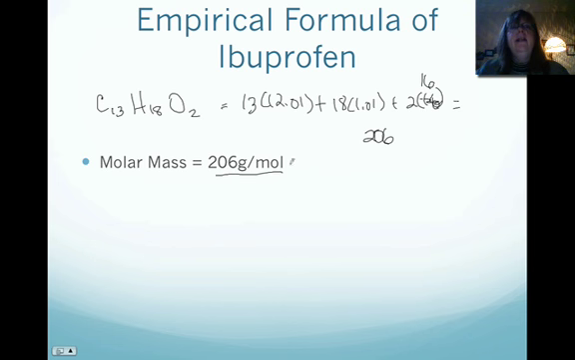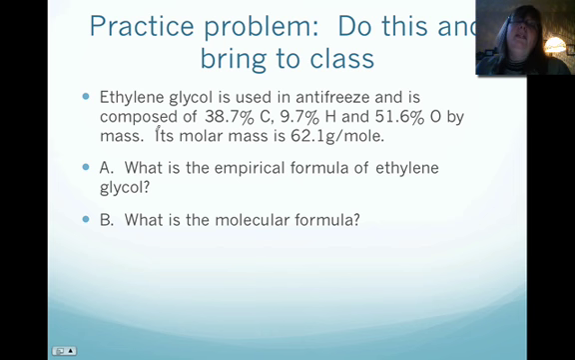Guess what, guys? The empirical formula and the molecular formula are the same for ibuprofen. So this is the empirical formula and the molecular formula. That can happen.